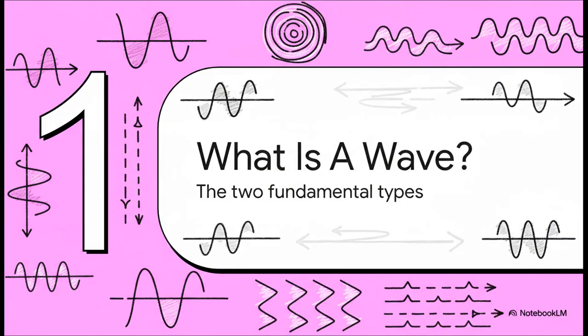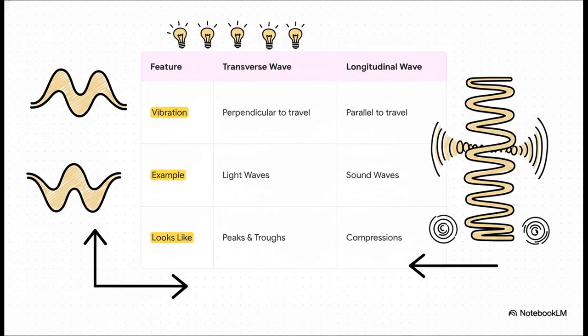Okay, so we've got the basic idea down. Now let's get into the two main types of waves you're definitely going to need to know for your exams. All right, here's the big difference. First up, you've got transverse waves. This is where the vibration goes up and down while the wave itself travels forward. So they're at right angles to each other, perpendicular. Just picture a classic wavy line. Light is a perfect example.